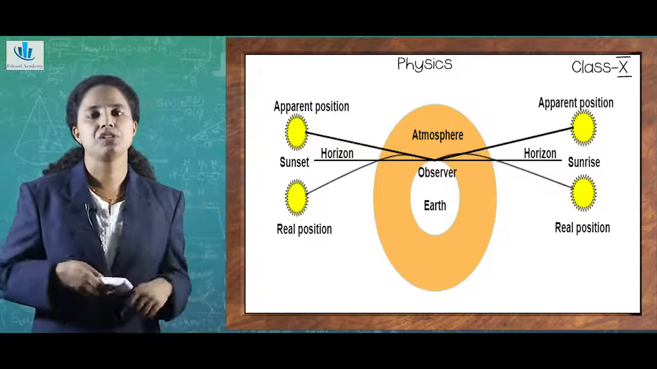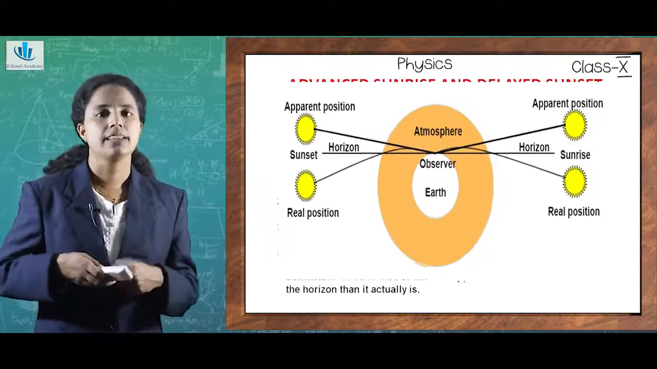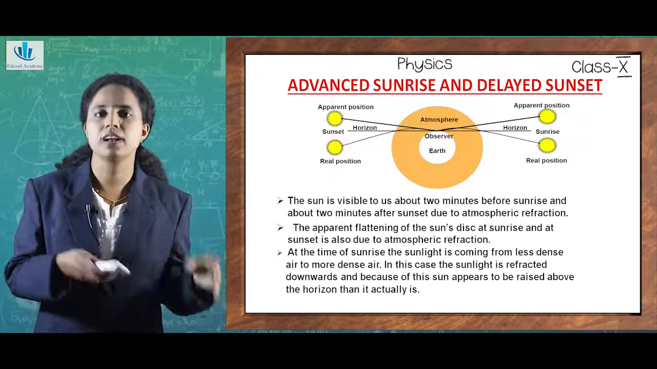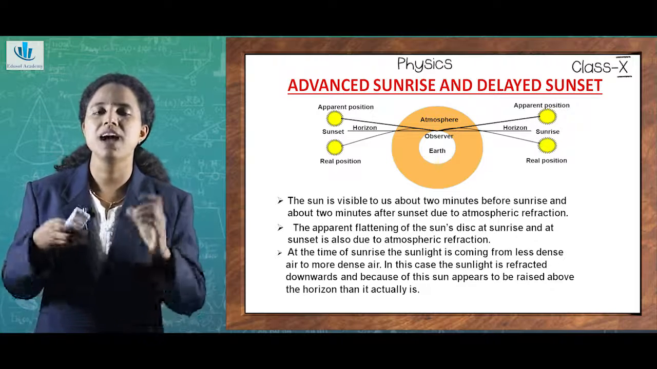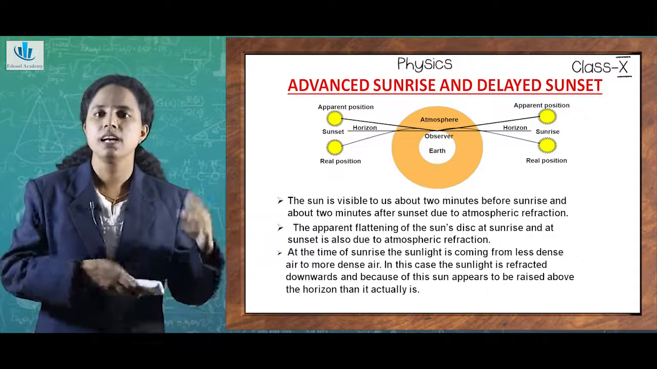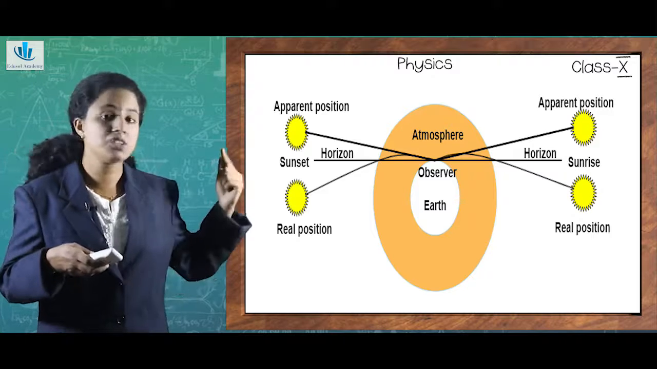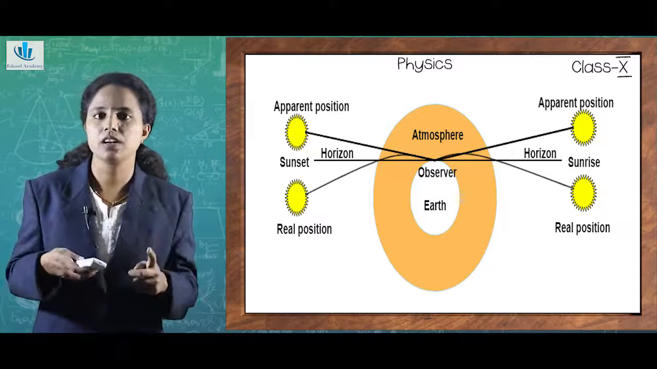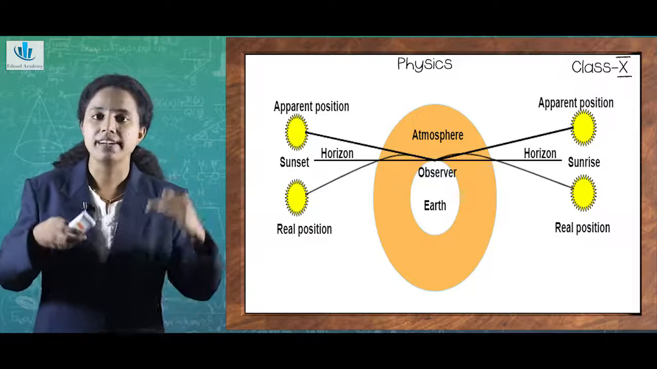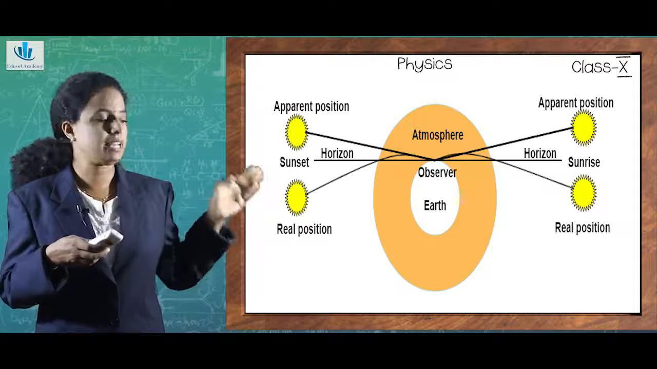Yet another application of atmospheric refraction is the advanced sunrise and delayed sunset, as you can see from the figure. That is, you may see the phenomenon that the sun is visible to you maybe 2 minutes before sunrise or a few minutes after sunset. Why does it happen? It's also because of atmospheric refraction. At the time of sunrise, sunlight will be coming from less dense air to more dense air, isn't it? That is, light rays entering from a rarer medium to a denser medium. In this case, sunlight is refracted downwards, as you can see in the picture. Because of this, the sun will appear to be raised above the horizon than it actually is.